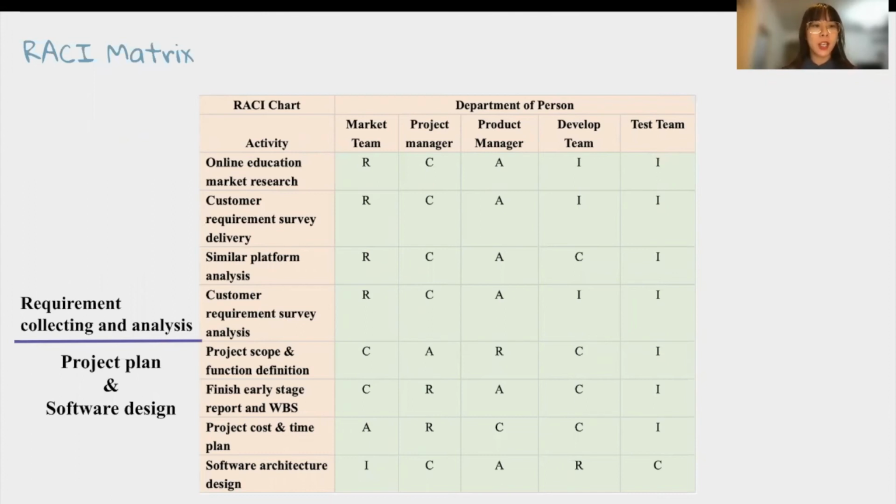In the first stage, which is requirement collecting and analysis, marketing is responsible for it. For the second stage, the product manager is responsible for project scope and function definition. The project manager is responsible for early stage reports and WBS, project cost and time plan. The development team is responsible for software architecture design.